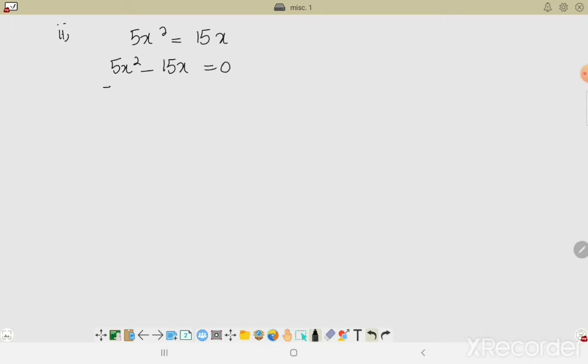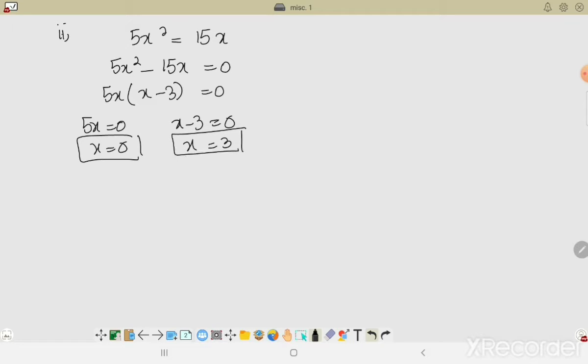We'll take common factors since they have asked for the method of factorization, right? So we'll apply the factor method. 5x equals 0 or x minus 3 equals 0, x equals 0 and x equals 3. So we got two answers again.